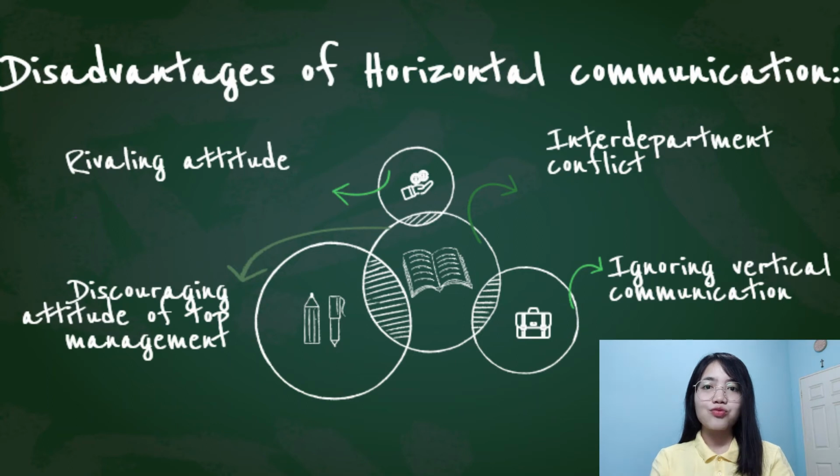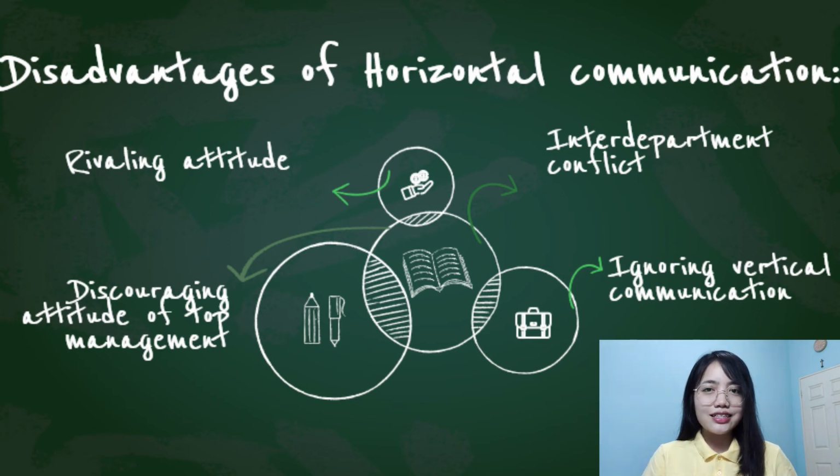Horizontal communication also has its own disadvantages. The first one is rivaling attitude. So, horizontal communication occurs among peers of the same level in the organization. So, if there are any hostility or rivalry between them, this will cause them to not exchange the information spontaneously.